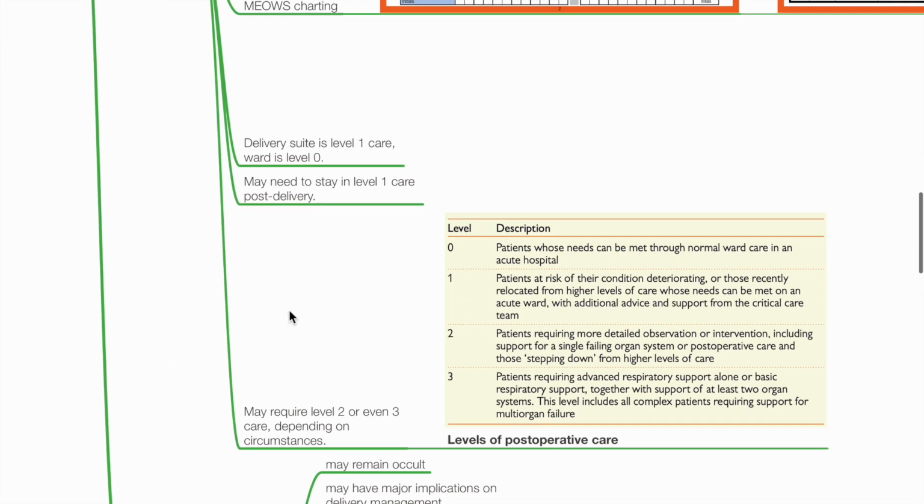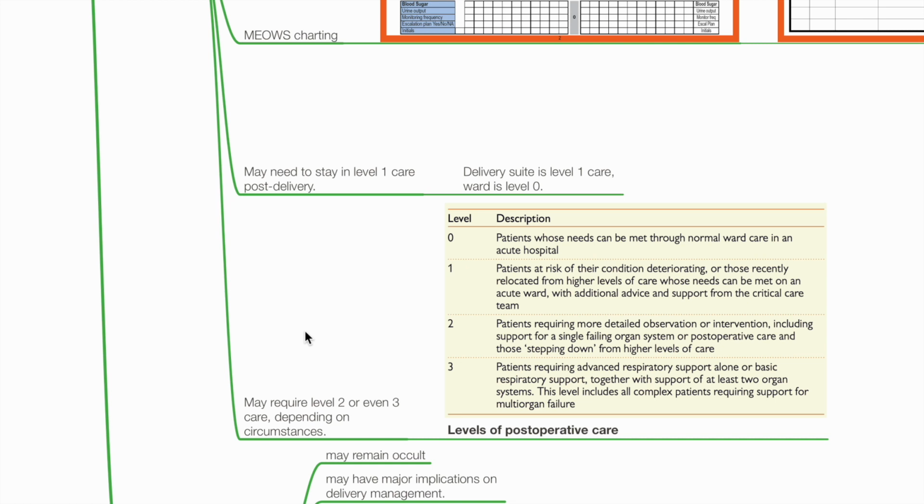Delivery suite is level 1 care. Ward is level 0. The patient may need to stay in level 1 care post-delivery. The patient may require level 2 or level 3 care depending on the circumstance.